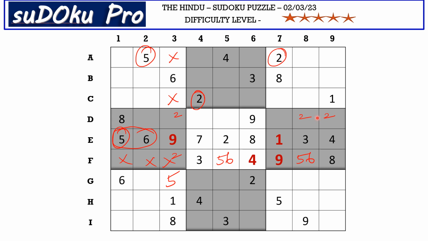Now this 2 blocks here, so let's eliminate 2 from here and 2 goes here in F3.